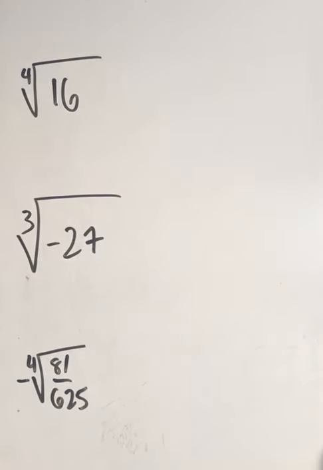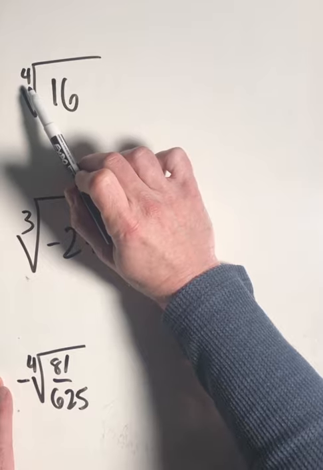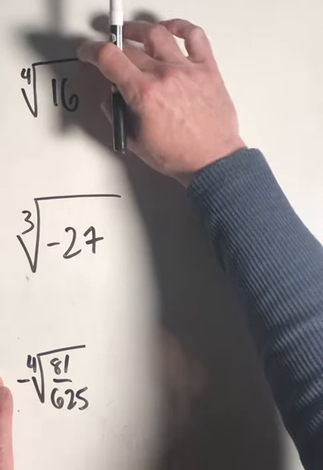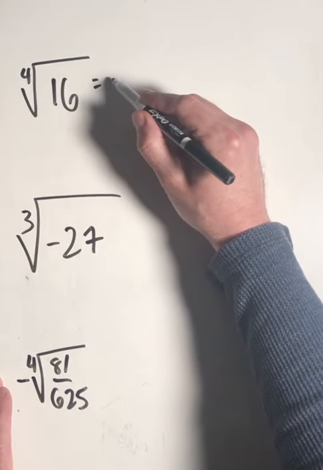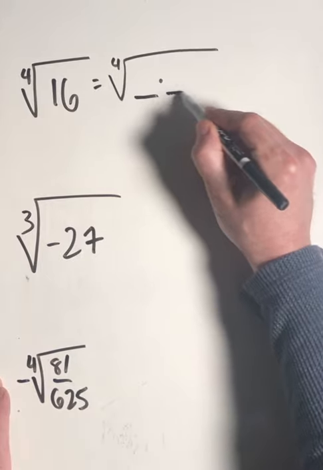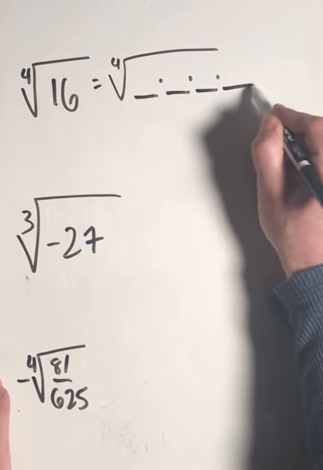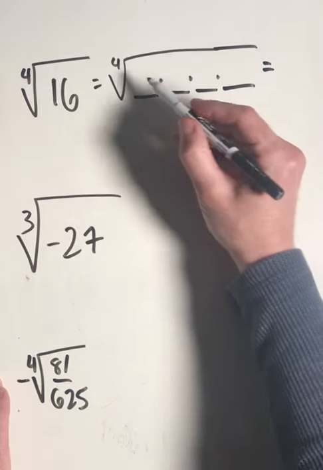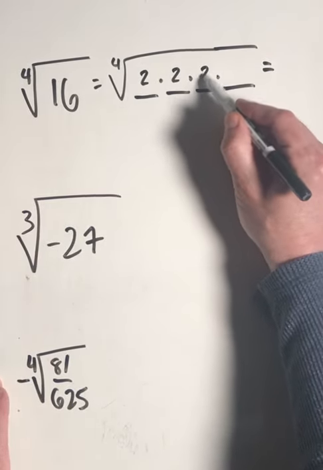In finding cube roots and higher, we're going to go through the same process as we would for square roots. We're going to try to look for a number that is a repeated factor, however many times the index says. So the index says 4. So to find the fourth root of 16, we're really looking for one number that is repeated as a factor a total of 4 times to equal 16. And we should be aware that that number is 2.